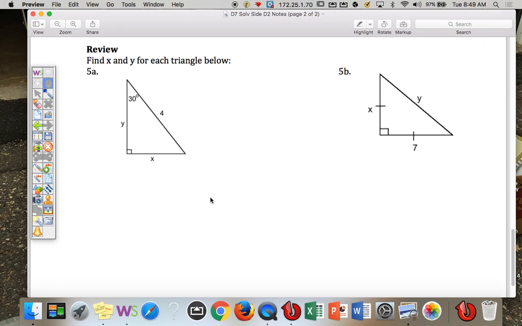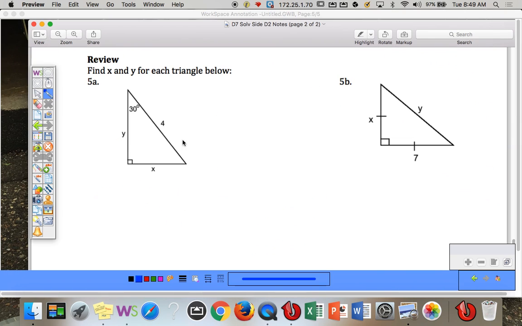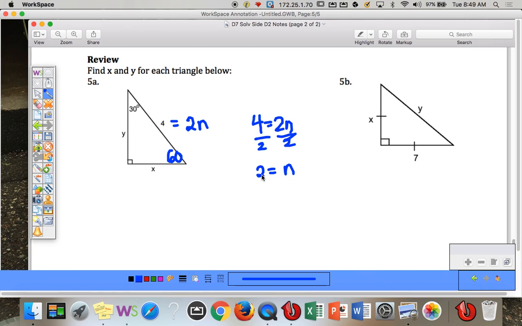Let's do a review of 30-60-90 and 45-45-90 triangles. The first triangle is a 30-60-90. You ask yourself, between the 30 and the 60, does that equal n, 2n, or n square root of 3? And this 4 equals 2n. What that means is that if we divide by 2 here, n equals 2, and that goes between the 60 and the 90. So here x is 2. If we know that side, then y right here is going to be 2 square root of 3.